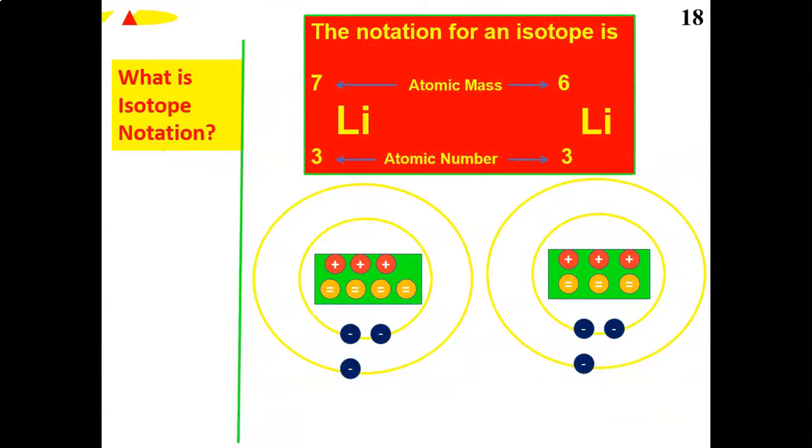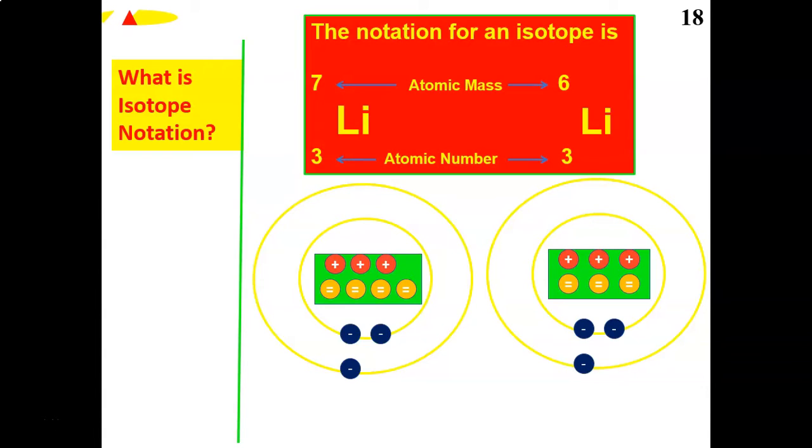So the notation for an isotope is as follows. You write the atomic symbol, and at the bottom is the atomic number. That doesn't change. Lithium has to have 3 protons. We're going to get into that in a moment, that definition. The top number, though, is the atomic mass, or the mass number, and that can be different in an isotope.